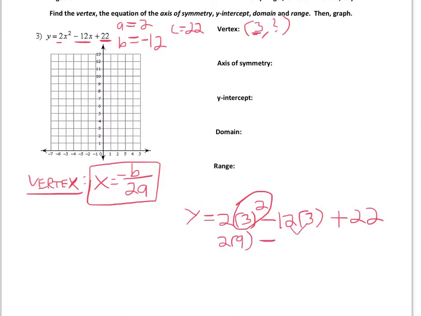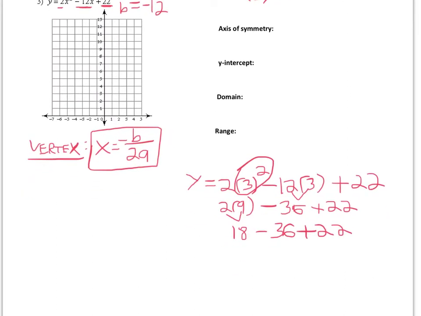If I multiply these, 12 and 3, it gives me 36. Then plus 22. Let's see here, 2 times 9 is 18. Minus 36 plus 22. This is where you can really rely on your calculator. And then let's see here, if I do this, 18 minus 36 is negative 18. Then I bring down the plus 22. Negative 18 plus 22 is 4.